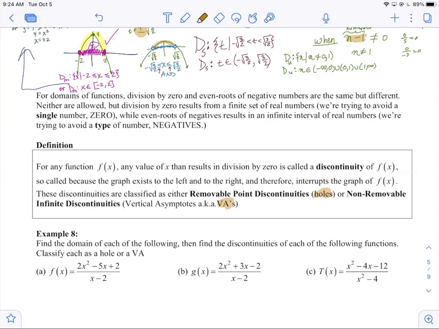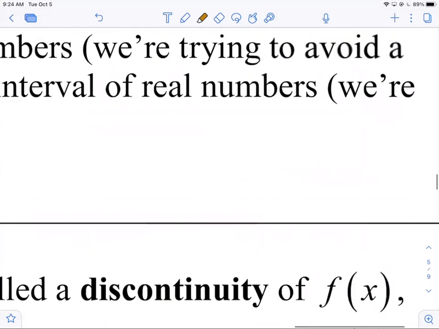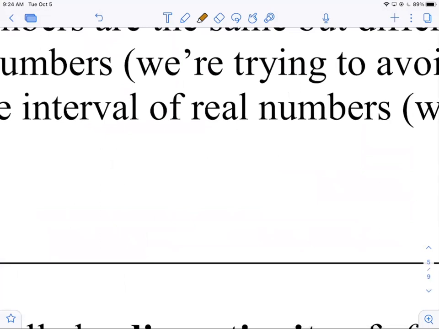And the reason is because a vertical asymptote runs from north to south forever and ever, and you can't get from one side to the other when you go left to right without picking up your pen or pencil and getting to the other side. Okay, so let's go ahead and draw a little picture. Let's talk about the holes.